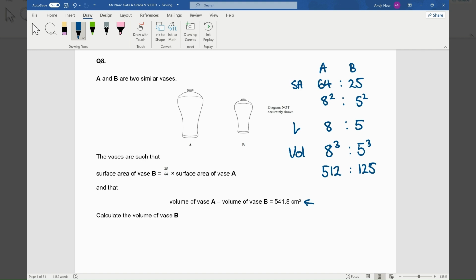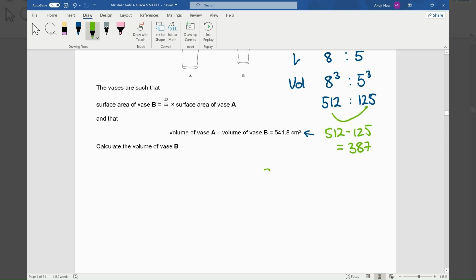541.8. Now the difference in these ratios here is 387. So 387 parts or bits of the ratio corresponds to the 541.8. So 387 bits of volume is 541.8. So if I divide both sides of this by 387, I would find that one part of the volume is 1.4.